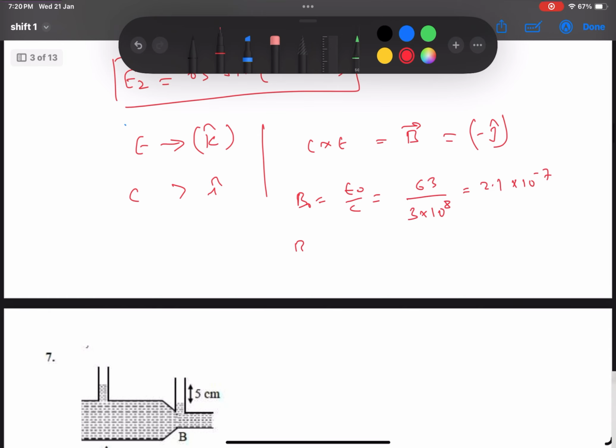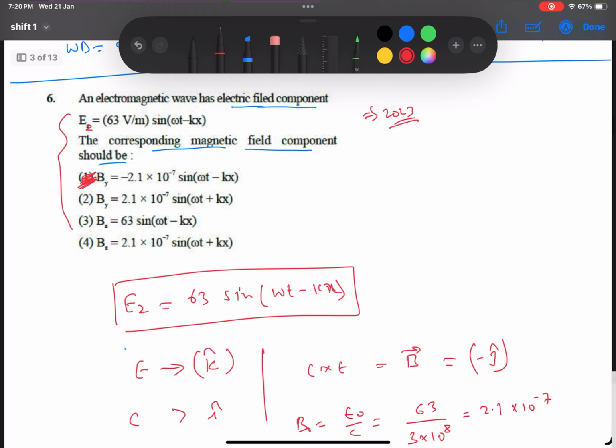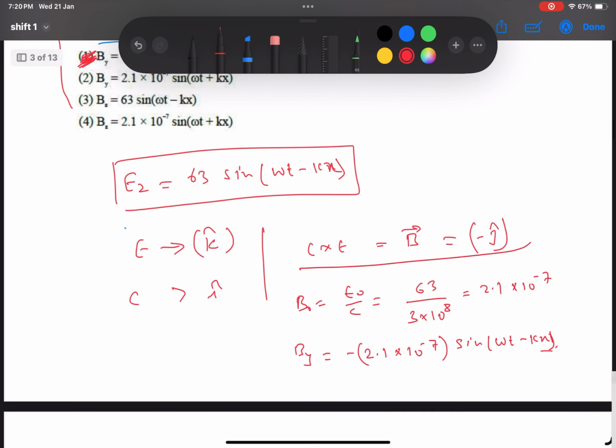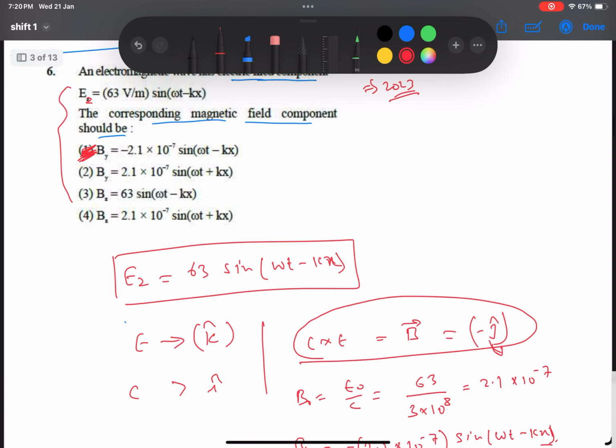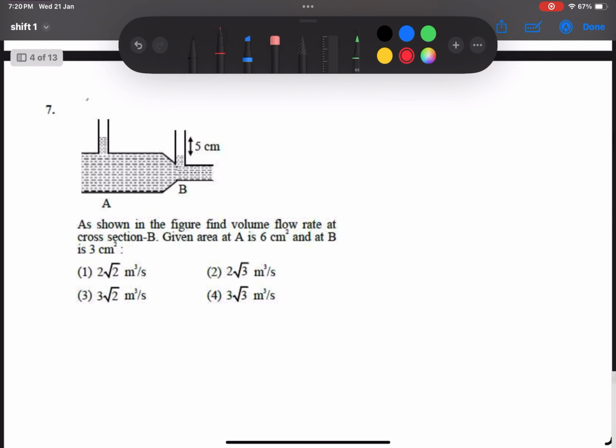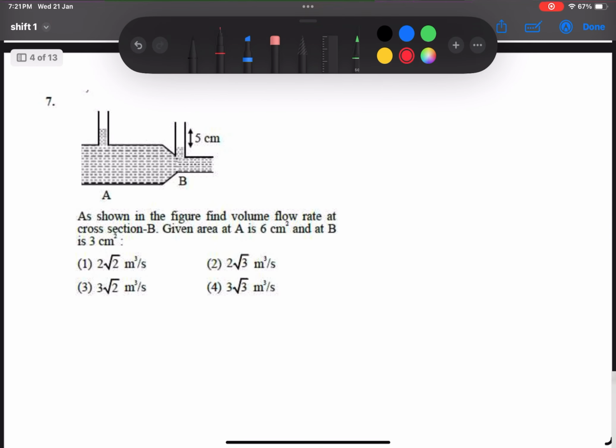According to this question, B naught is equal to E naught by c, so we consider 63 upon 3 into 10 power 8, that is 2.1 into 10 power minus 7. So we can say B of y is equal to minus 2.1 into 10 power minus 7 sin(omega t minus kx). So option number 1 is the correct one, since the j cap component is negative.